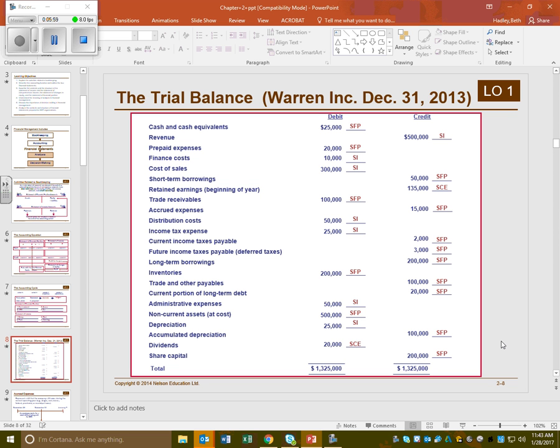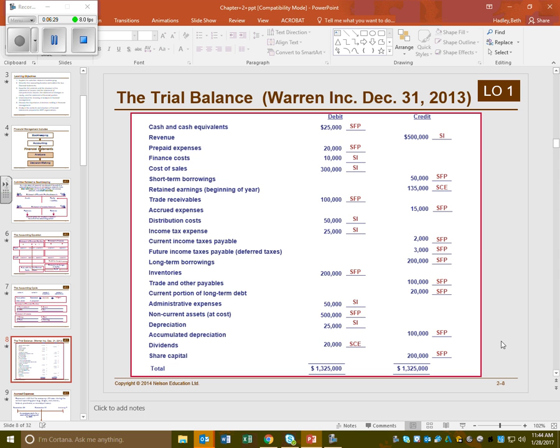Assets, if you remember, started with a 1. So maybe cash was called 101. Accounts receivable may have been called 102 or 105. Then we had our liabilities, which started with a 2. Then we had our equity accounts, which started with a 3. Revenues started with a 4, so maybe your revenue or your sales was called 407, for example.